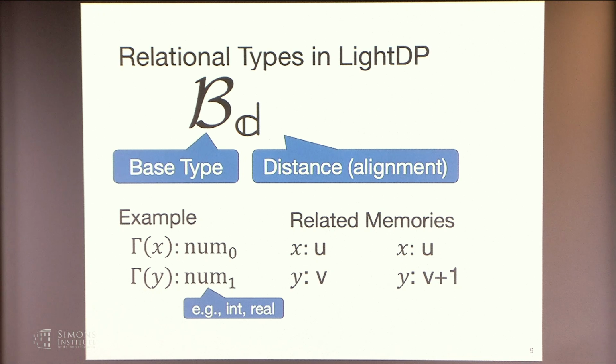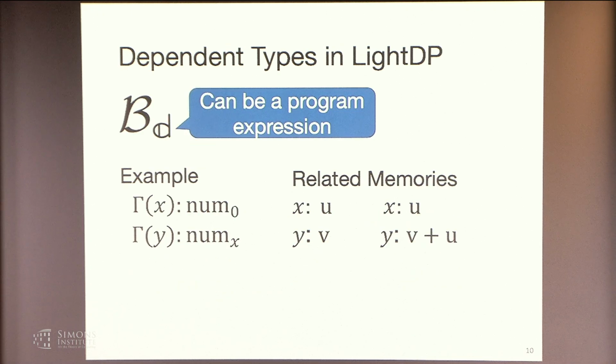What's powerful in the LightDP language is that this D can be some arbitrary program expression. In type theory, we call that a dependent type. That makes it very expressive and very powerful to verify the SVT. For example, I have these two types. One has a distance 0, and the type of y depends on the value of x. If you think about the joint distribution of x and y, and I have a state where x is u and y is v, the related state will be that x has the identical value here, and y will have v plus u, according to your annotation, according to your injective function.